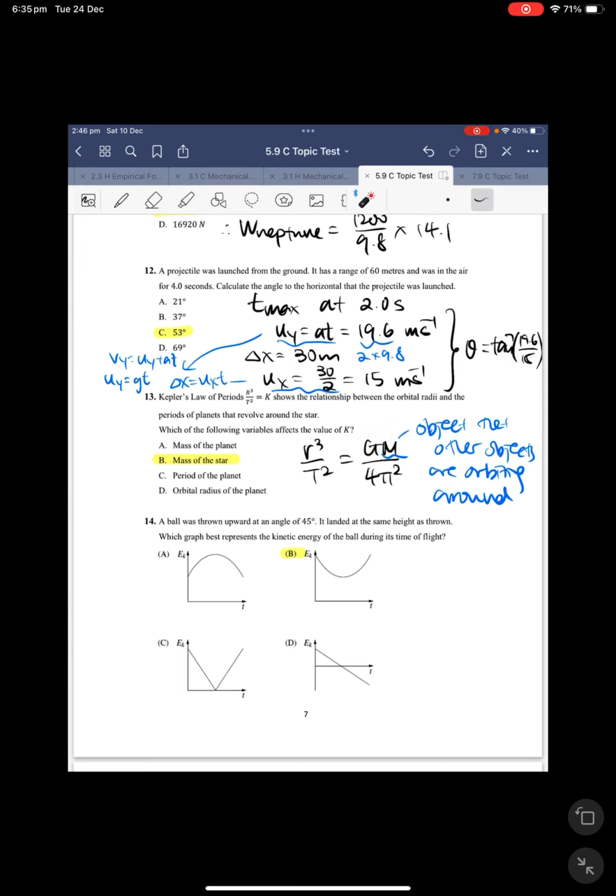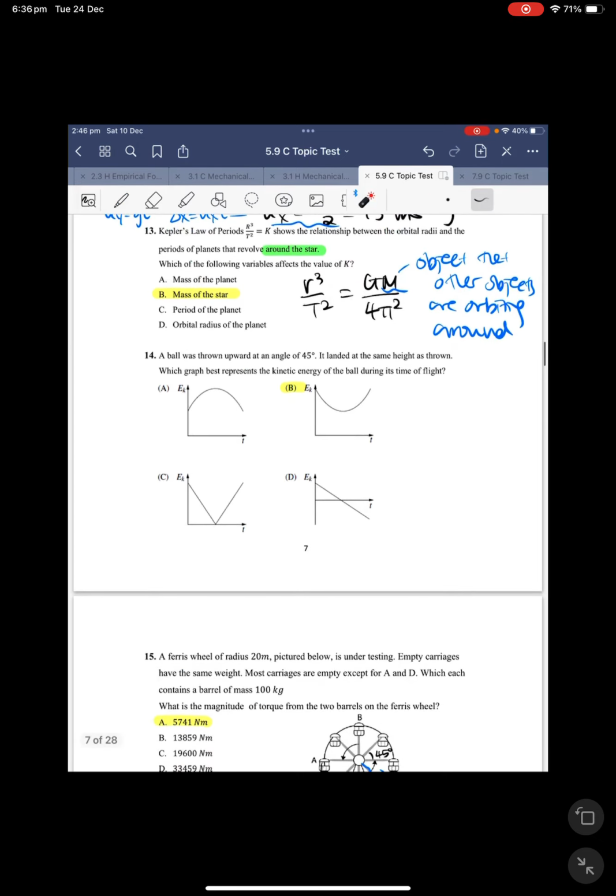And so in this scenario, what's the thing that everything else is revolving around? Well, it says everything is revolving around the star. And so the mass of the star indeed affects the value of k.